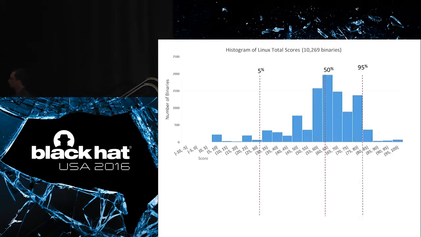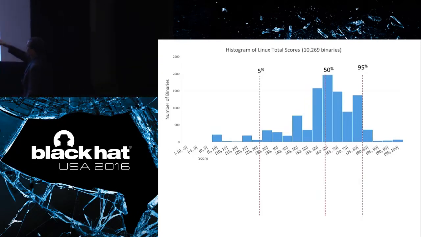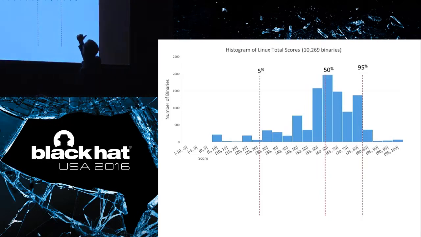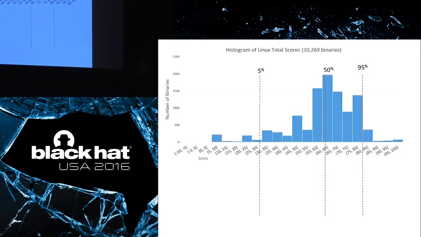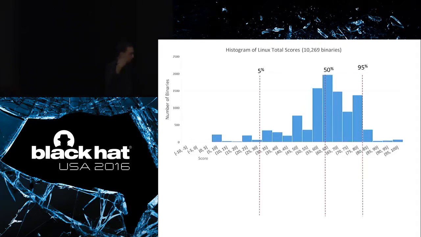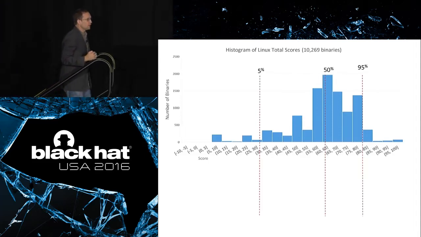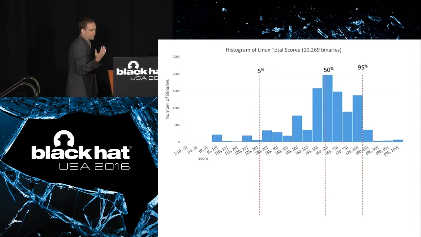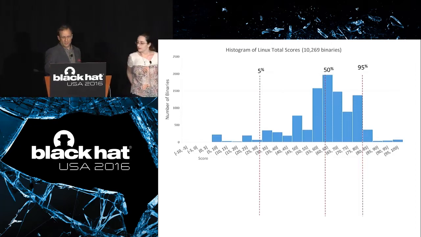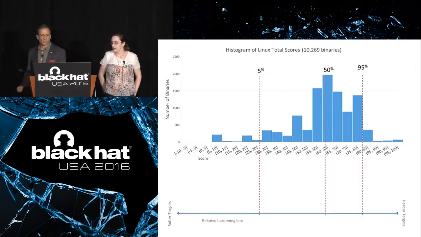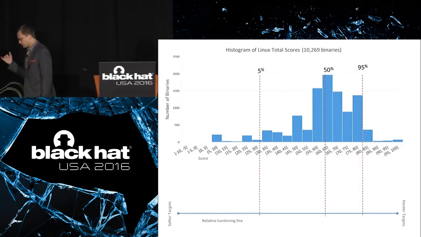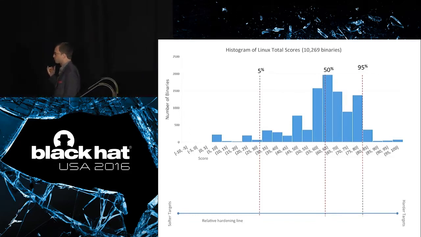And the histogram here is ordered where the lower scores are on the far left, and of course the higher scores are on the far right. They're bins of 5 points each, 100 being the maximum score there. And you can see that we've called out the 5th, 50th, and 95th percentiles. If we line up underneath it a relative hardening line that is mapped to the above histogram.